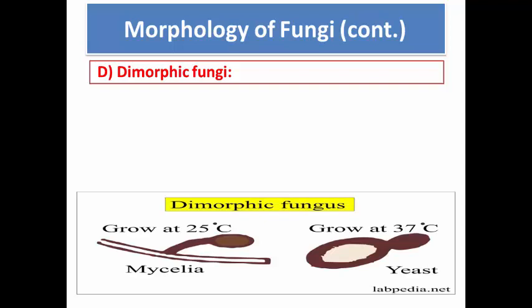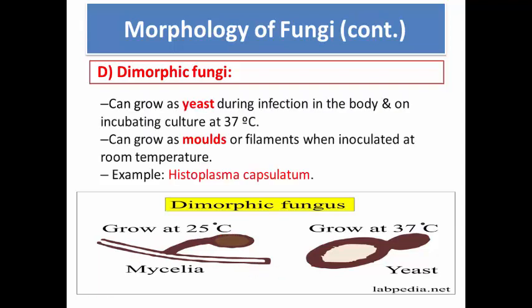The dimorphic fungi is unique, a double-phased fungi. This means it can grow at 37 as a yeast, oval, budding, and so on, while at room temperature like 25 degrees Celsius, for example, it can grow as hyphae or mycelium, like molds. So it can grow as a yeast during infection at 37, and as a mold or filaments when inoculated at room temperature. Example for this is Histoplasma capsulatum.